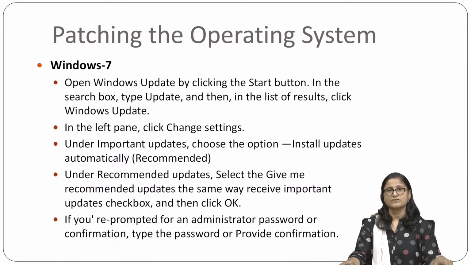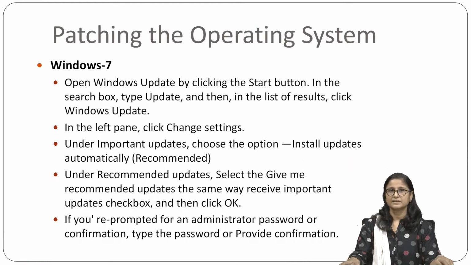Both Microsoft and Apple have provided programs that will automatically check for updates on a regular basis. The settings should be configured to check for updates on a daily basis. To confirm or configure proper settings, you need to follow some basic steps. And these are: we should open Windows Update by clicking the Start button, typing update in the search box, and then in the list of results, clicking on Windows Update.